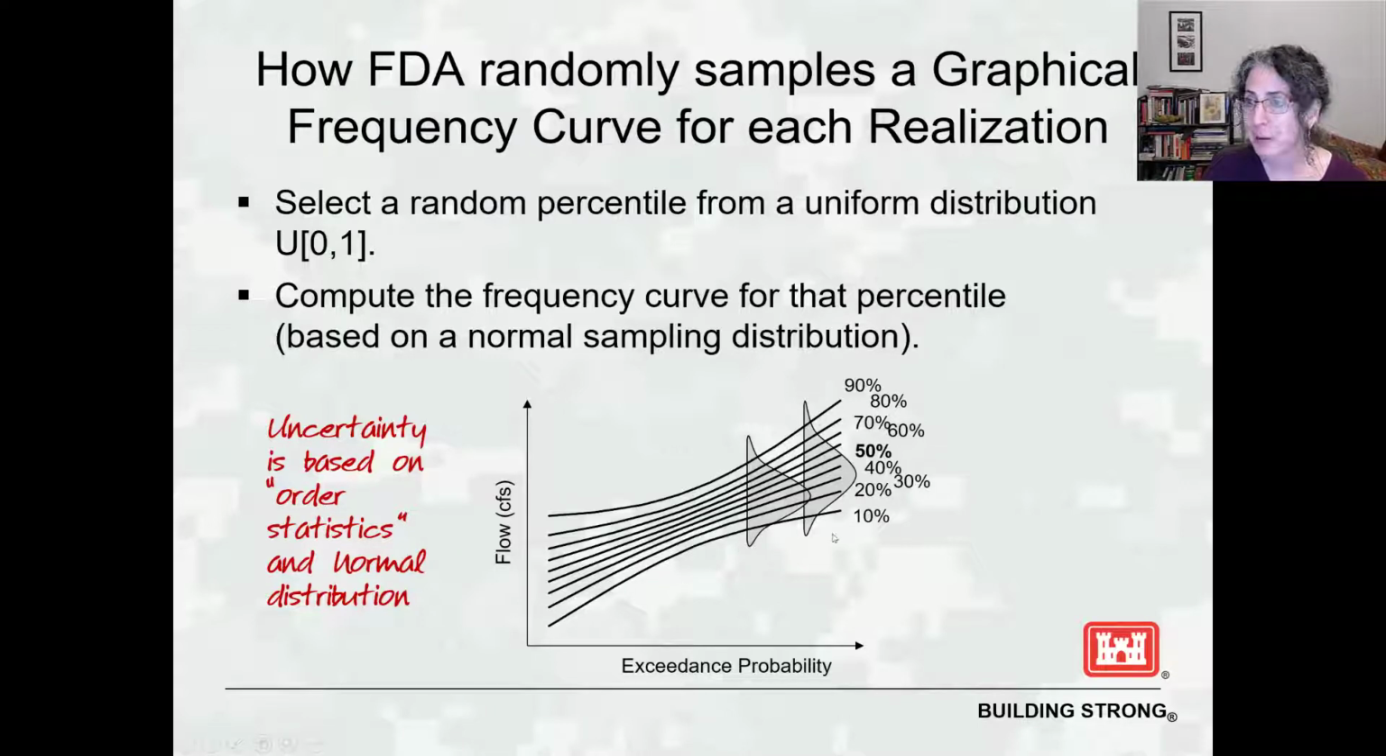So we have maybe 10% of the area spanned at this point, then 20, then 30%. When we choose a random number between 0 and 1, let's say we choose 0.23, we come up to 23% in these parallel curves, and that produces the flow frequency curve that FDA will use for that realization.